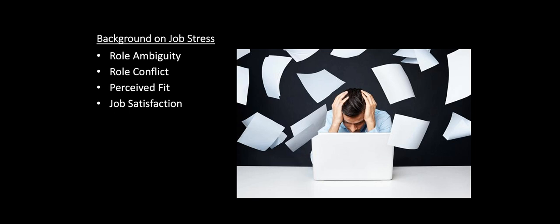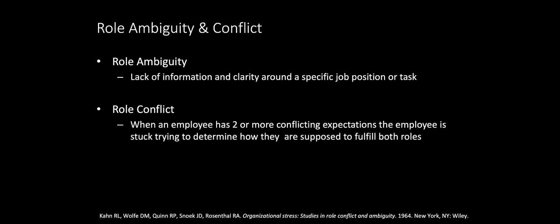Let's begin with background on job stress. The first two items I'm going to talk about are closely related and often overlapping. The first is called role ambiguity. This refers to a situation where an employee just isn't clear about a specific job or task. Sometimes this is due to a lack of information or poor instructions from the supervisor, but it can also be as simple as the employee didn't understand the instructions.